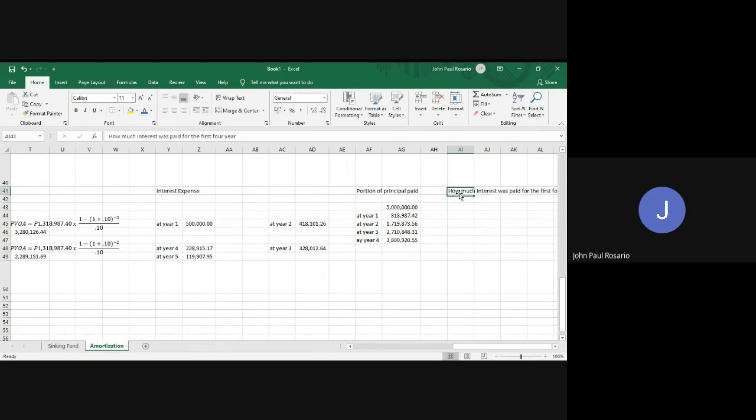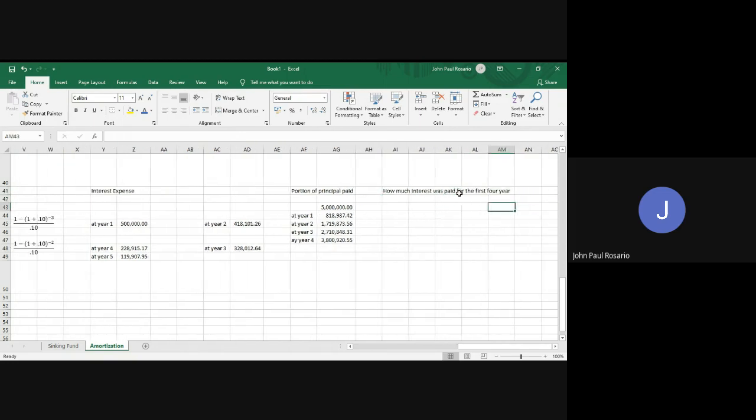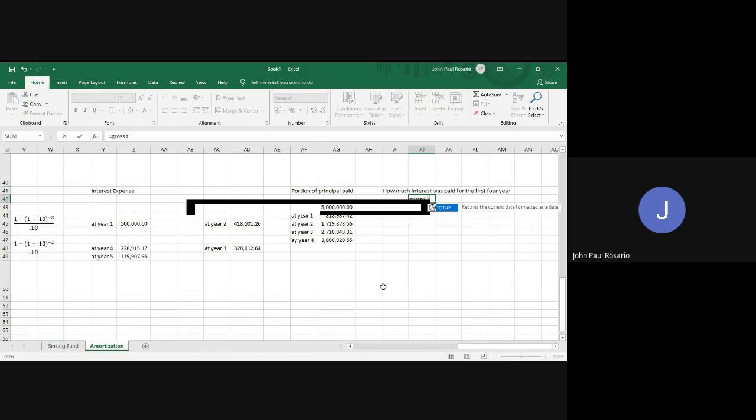So when the question is how much interest was paid for the first, whatever period, this is the thing. You compute for the portion of the principal paid. So for example, this is gross total payments less portion of principal paid.